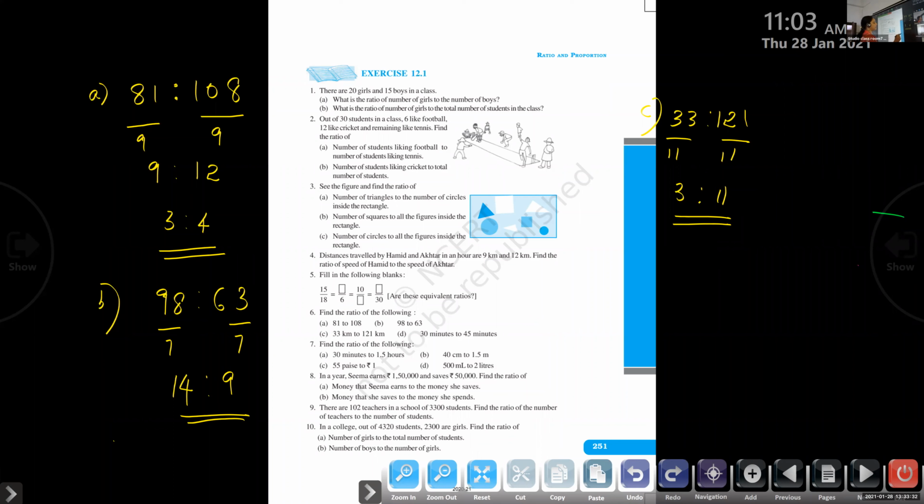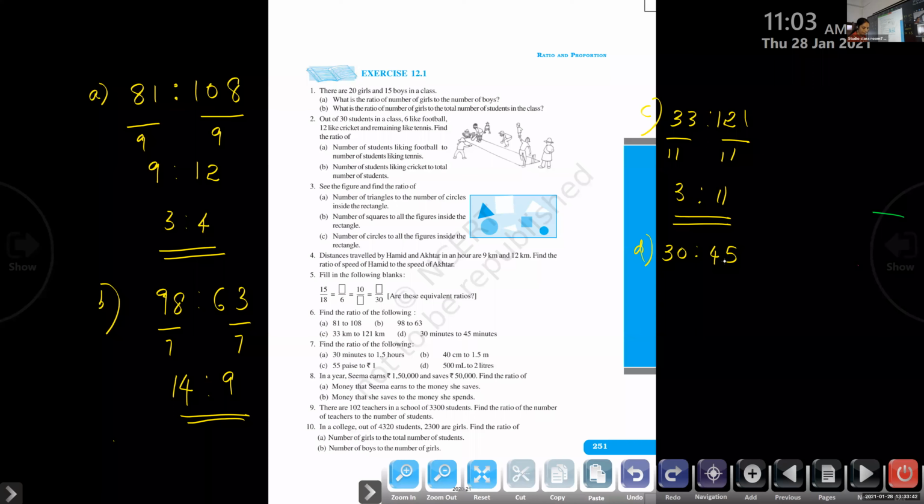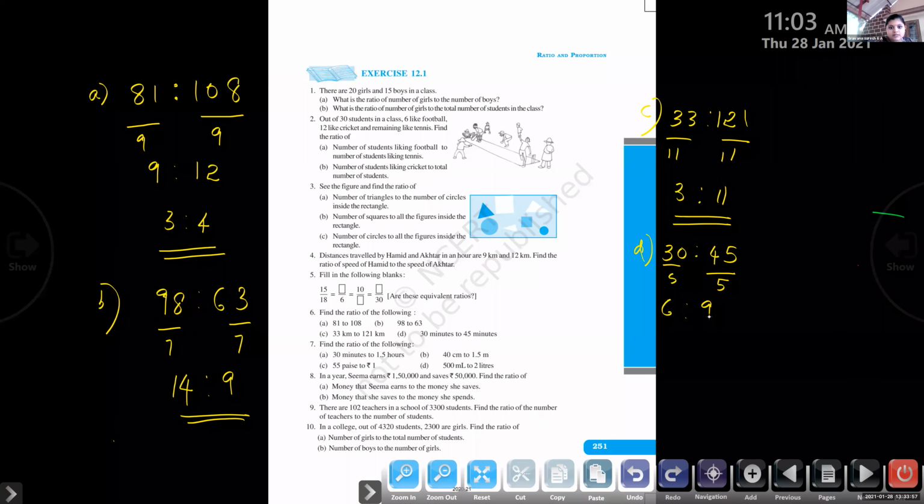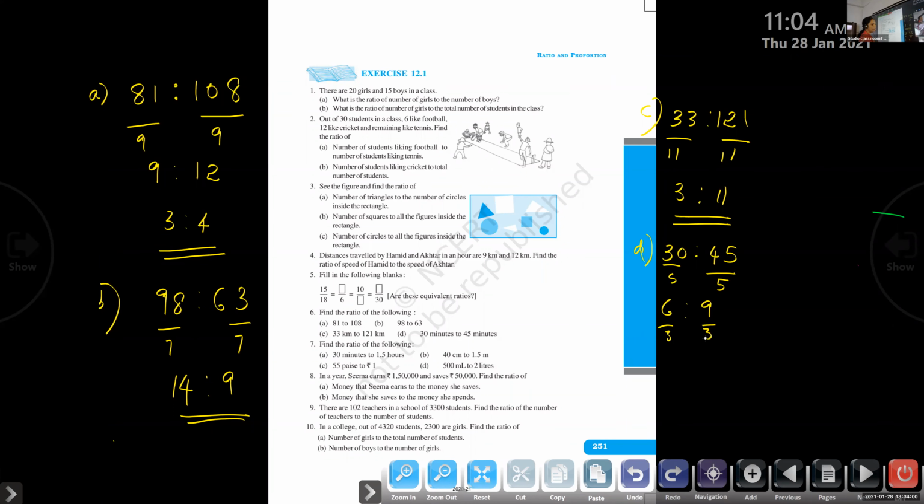Now 30 minutes to 45 minutes. Both are same units. So we can write 30 minutes to 45 minutes. Common number? 5. Divide by 5. Again you can divide. 6 is to 9. Again? By 3. Divide by 3 again. 2 is to 3. So one common number is there. 15 is the common number. Okay, 15. 2 is to 3. Sorry. 2 is to 3.